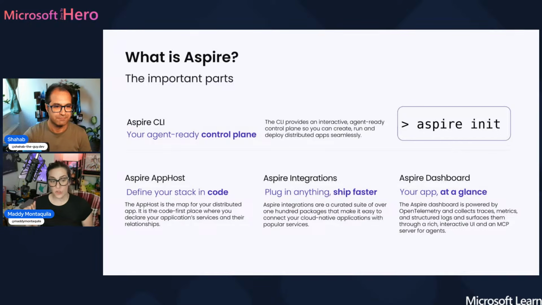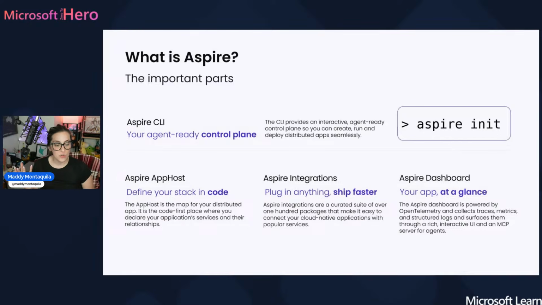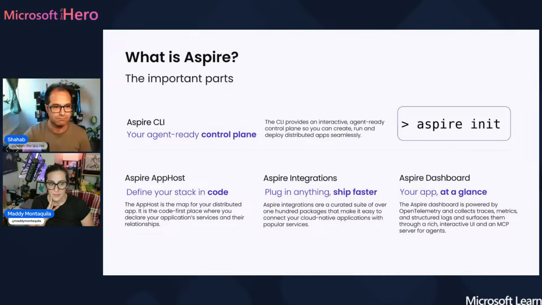What is Aspire? What is it actually, tangibly, besides a sentence that sounds really good? It's a CLI. The Aspire CLI is really the control plane for the whole thing. It's the app host, which is that IaC manifest that runs everything. It is a set of integrations, which are what you pull into the app host to tell Aspire what you want to turn on.